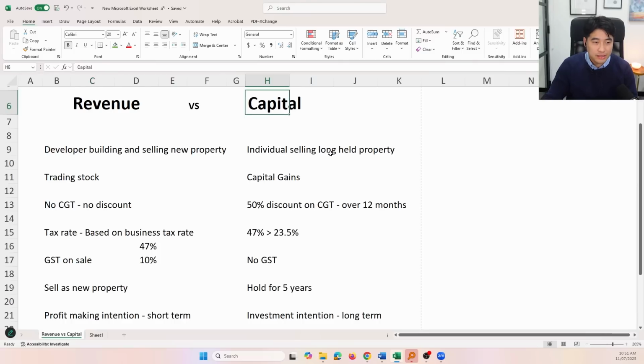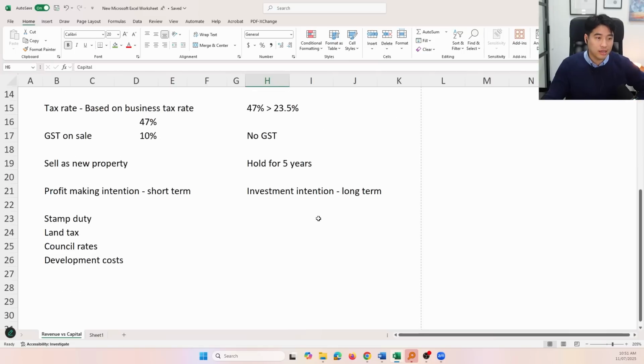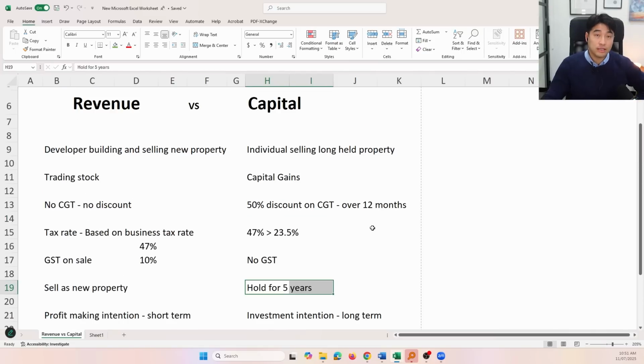So capital is when you buy a property for investment, and you hold it for more than 12 months, usually most likely 5 years, and your plan is not to sell, your plan is not to develop it, knock it down and rebuild. Your plan is just to hold it and rent it out. And there, the ATO sees you as an investor. They tax it as an investment, so therefore you get a 50% discount if you ever sell it.